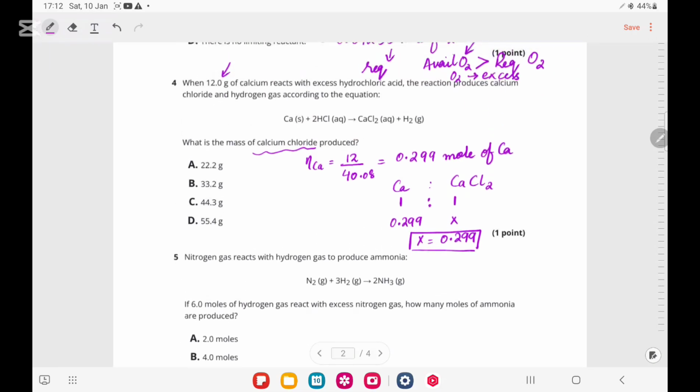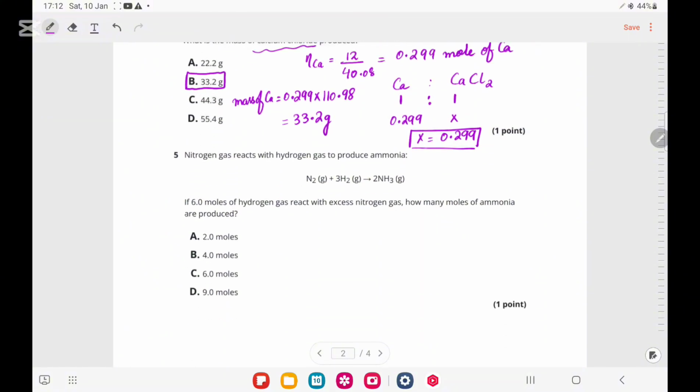Now 0.299, and then I have to find the mass, and mass of calcium chloride is going to be mole times molar mass. So mole is 0.299 and molar mass of calcium chloride is going to be 110.98, and the answer comes out to be 33.2 grams.